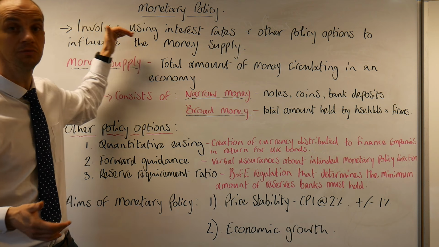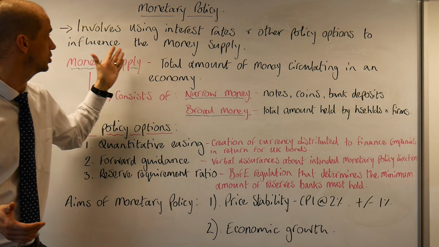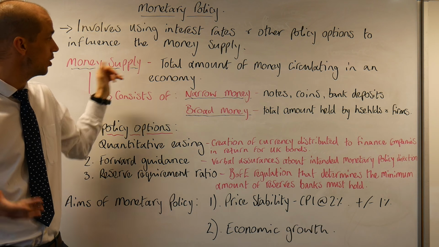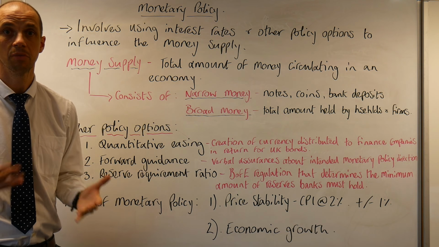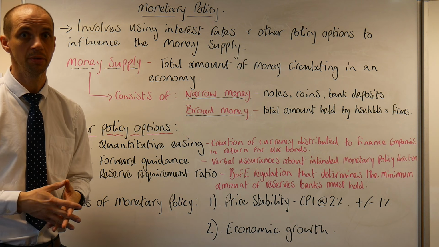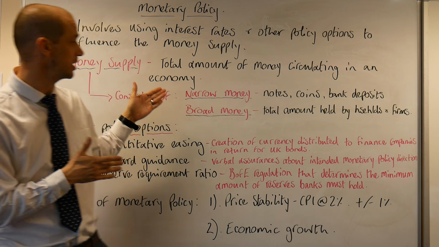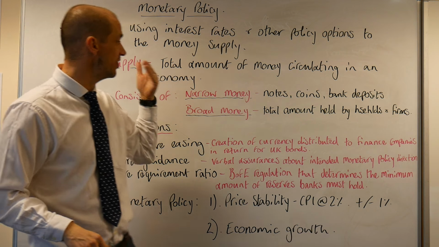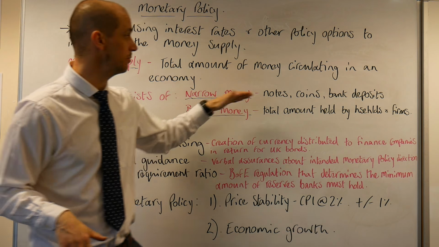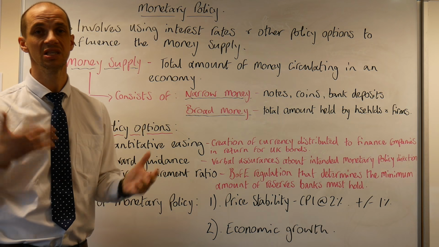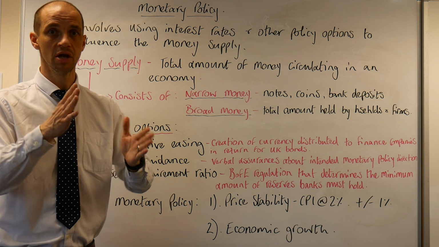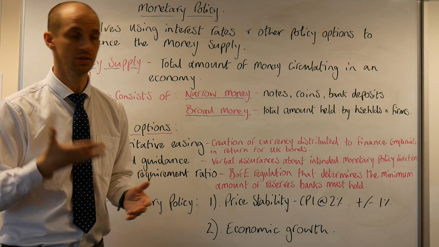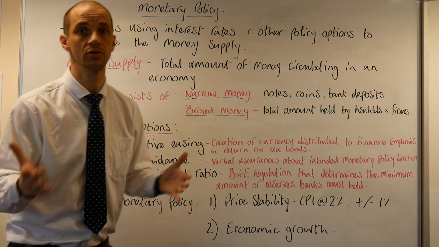So, as we've said, it involves using interest rates and other policy options to influence the money supply within an economy. What is the money supply? Well, it's the total amount of money circulating in an economy at any given point. And this is going to consist of two main areas that you need to be aware of, and that is firstly narrow money, i.e. notes, coins, bank deposits. These are the most liquid assets, so these are assets readily convertible into goods and services.